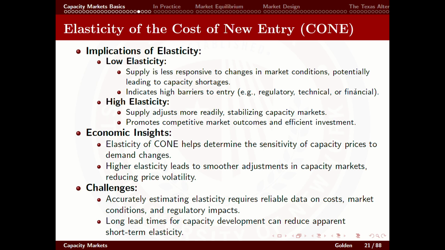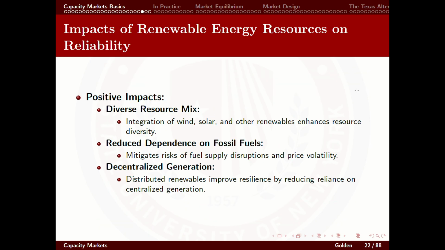Elasticity of CONE helps determine the sensitivity of market prices to demand changes. Higher elasticity leads to smoother adjustments in capacity markets, reducing price volatility. It's challenging to accurately estimate elasticity requirements because reliable data on cost, market conditions, and regulatory impacts is hard to find, and long lead time for capacity development can reduce apparent short-term market elasticity.